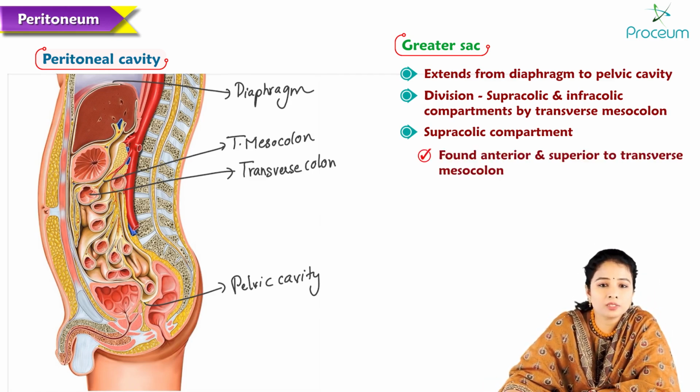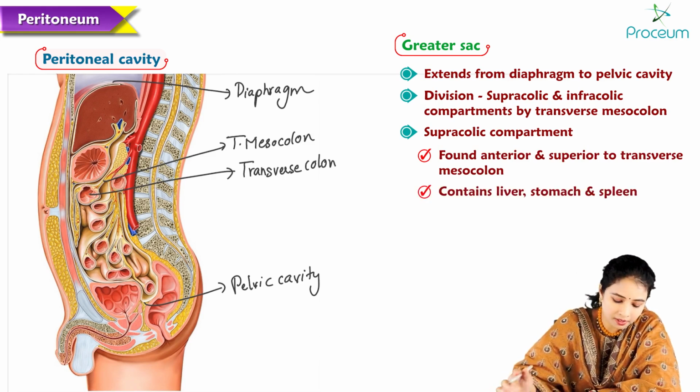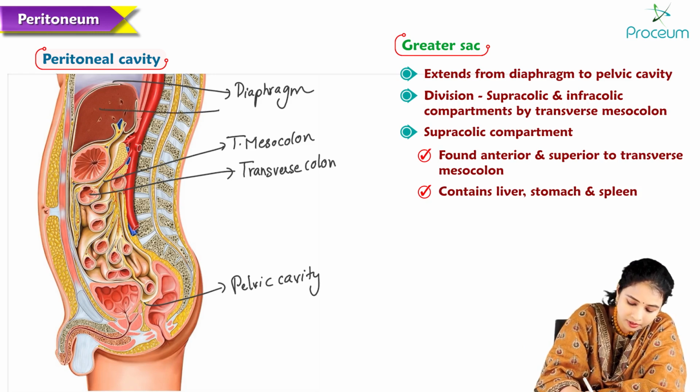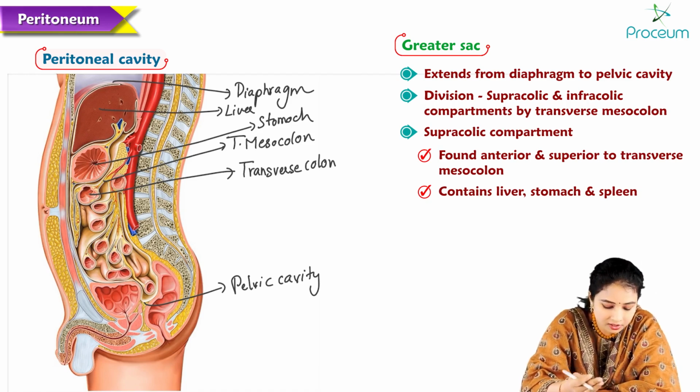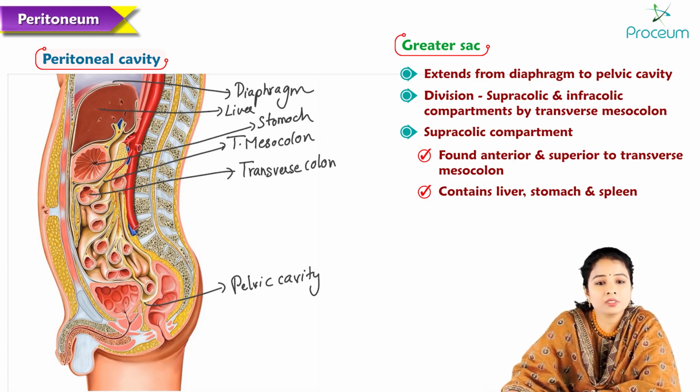Supracolic compartment is found anterior and superior to the transverse colon, and it contains liver, stomach and spleen. We can see the liver here, stomach, and the section is taken in the mid-sagittal plane, and we know the spleen is present mostly on the left side, so you cannot see the spleen in this image.